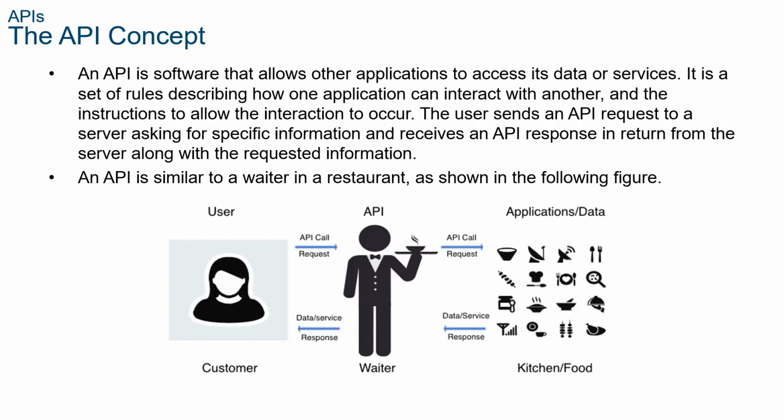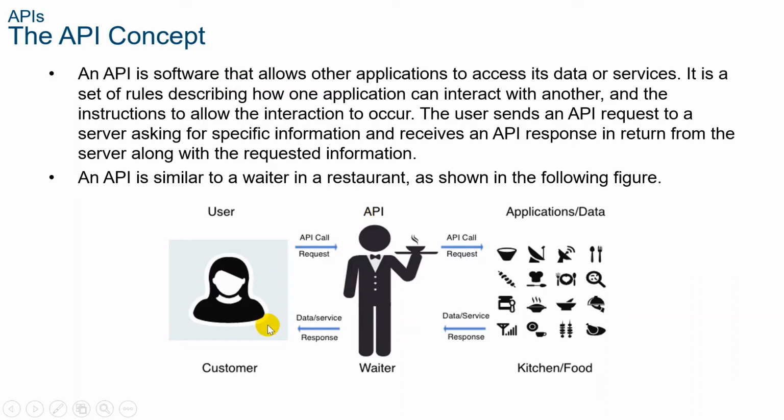The user sends an API request to the server asking for specific information and receives an API response in return from the server along with the requested information. So an API is similar to a waiter in a restaurant, as shown in the following diagram here.